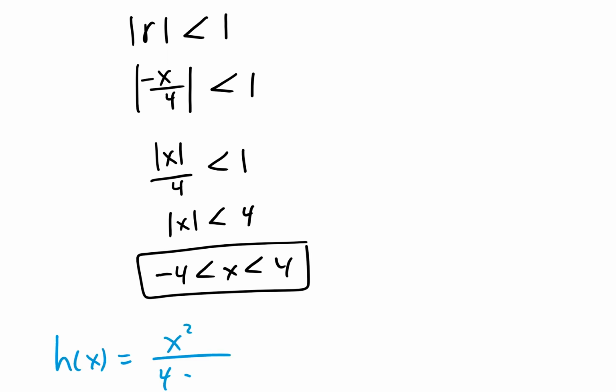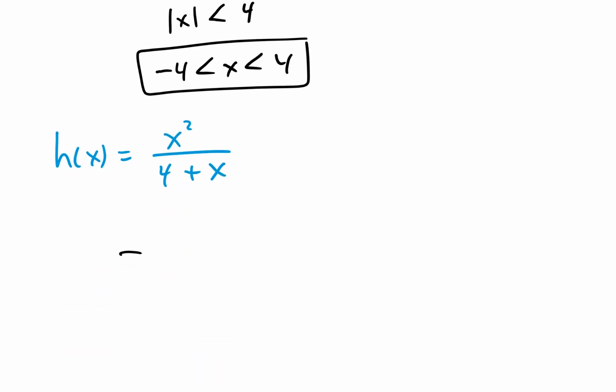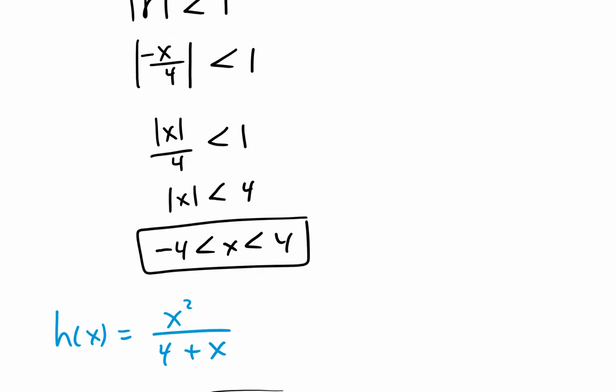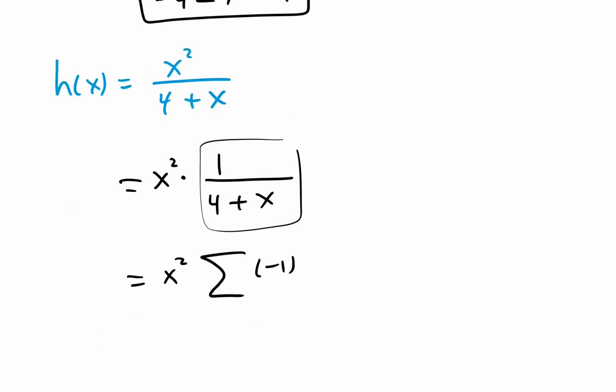So I'm going to take the same problem, but instead of 1 on the top, I'm going to put x squared on the top. Find the power series representation for h of x. So let's move on to this one. So how do we do this? This one, I would write as x squared times 1 over 4 plus x. And notice, for this one, we already found the power series, the one we just got. If we scroll back up, it was negative 1 to the n, x to the n over 4 to the n plus 1, n ranges from 0 to infinity.